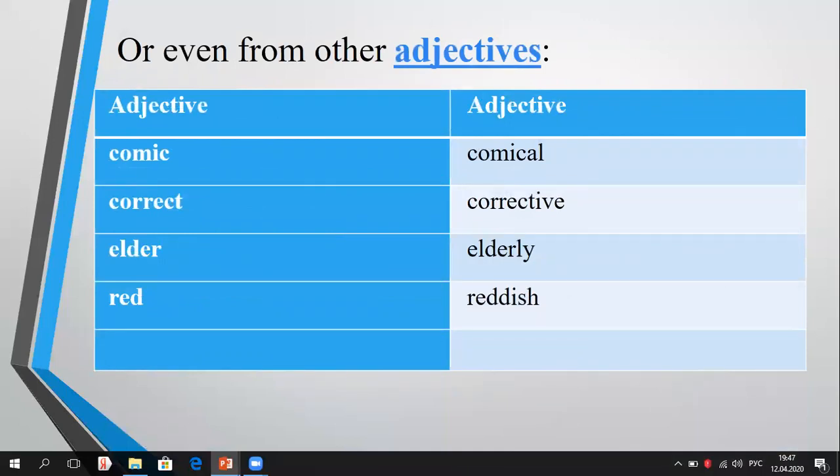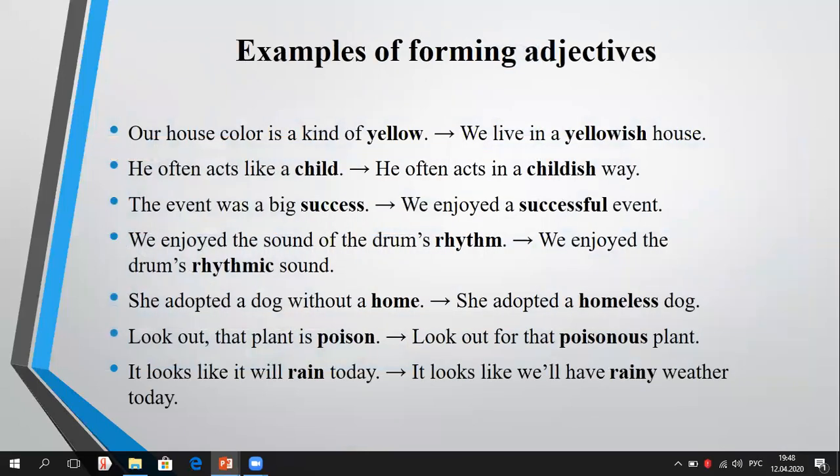Or even from other adjectives. Adjectives are also formed from other adjectives. For example, the word comic itself is an adjective, but from this word we can also form an adjective, comical. Correct, corrective, elder, elderly, red, reddish. Examples of forming adjectives. Now let's give examples. You should understand the adjectives or use them in your sentences to make it clear.